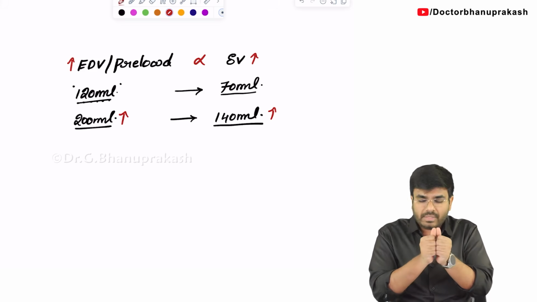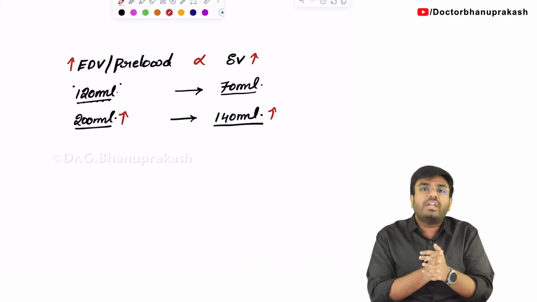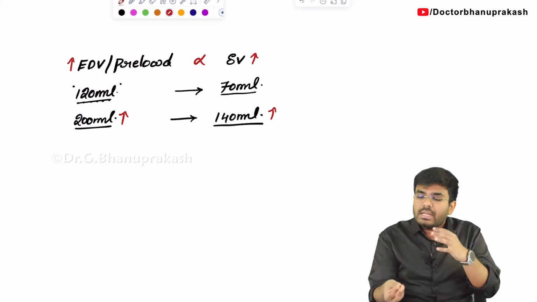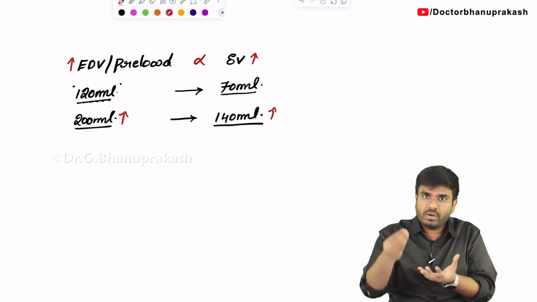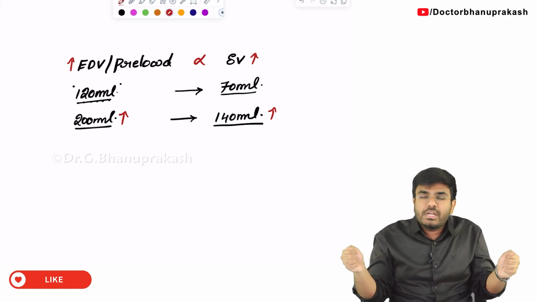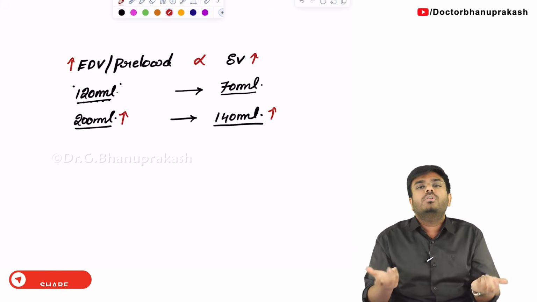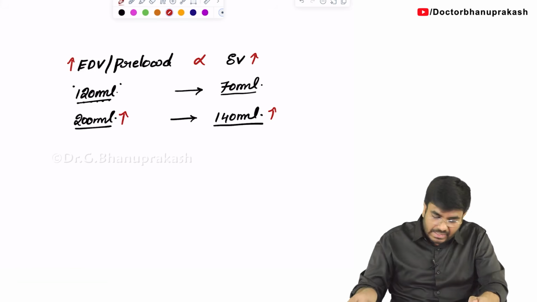Okay, the heart is just like a rubber band. The more you stretch it, the more powerfully it will contract. Again, repeat: the more blood you are keeping, the more the heart will be stretched, so the more powerfully it will contract. So this is called Frank-Starling's law.